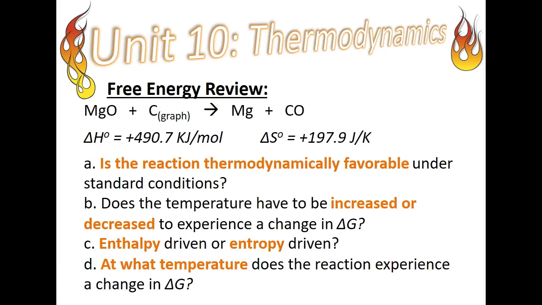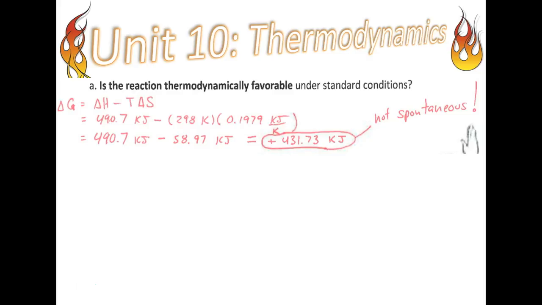Alright, hopefully you've had some time to attempt this problem yourself if you want to. I'm going to click into the answers now and go over those really fast. The first question asked if the reaction was thermodynamically favorable under standard conditions. So all you really have to do there is plug in all the values into the delta H minus T delta S equation. You come up with positive 431 kilojoules per mole. The positive value tells you that this reaction will not be spontaneous.